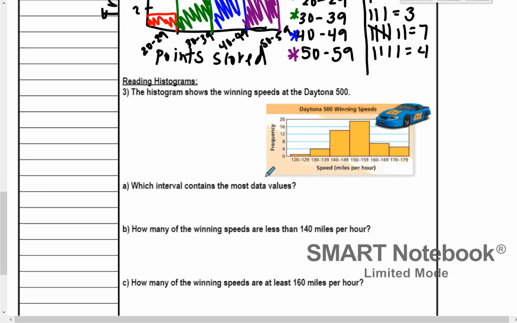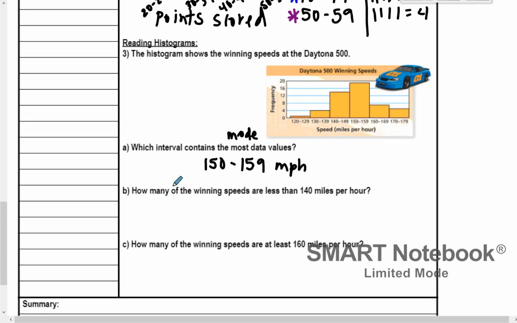Which interval contains the most data values? Okay, so the most data values, remember, is going to be like the mode. We learned about that in our statistics, which means which one has the most people who said that. So the highest frequency. So we'll be looking for our tallest bar, and it asks for the interval. So the interval would be 150 to 159 miles per hour. That's the interval that has the most answers, meaning that the most people who win the Daytona 500 are traveling between 150 and 159 miles per hour. That's pretty fast.